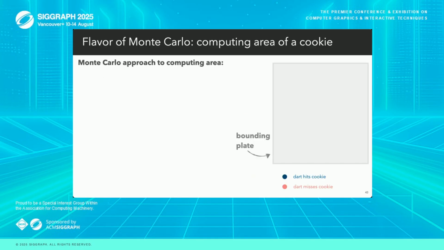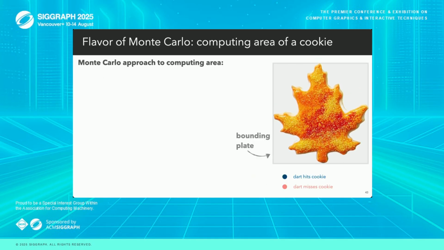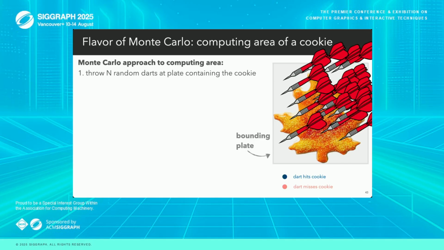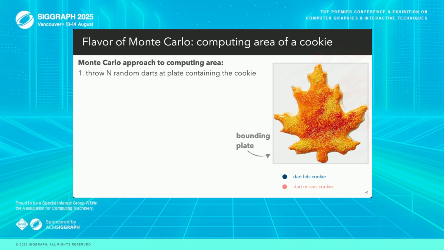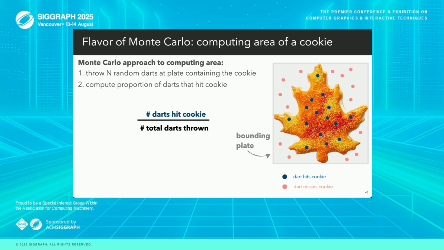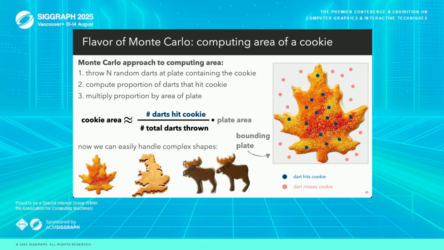And here is how this works. We take our cookie, we place it inside some other simpler shape for which we know the area, and we start picking points randomly inside that, for example, by throwing darts. And for each dart, we go and check, did it hit the cookie or did it miss it? So if I take the ratio of how many of the darts hit the cookie versus the total number of darts, and also multiply by the area of the plate where I place the cookie, I will end up with an estimate of my cookie area, a Monte Carlo estimate of my cookie area.